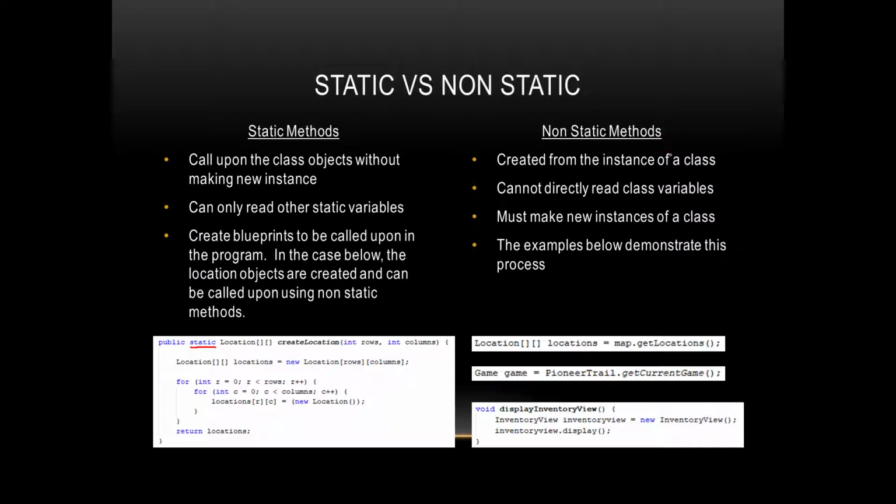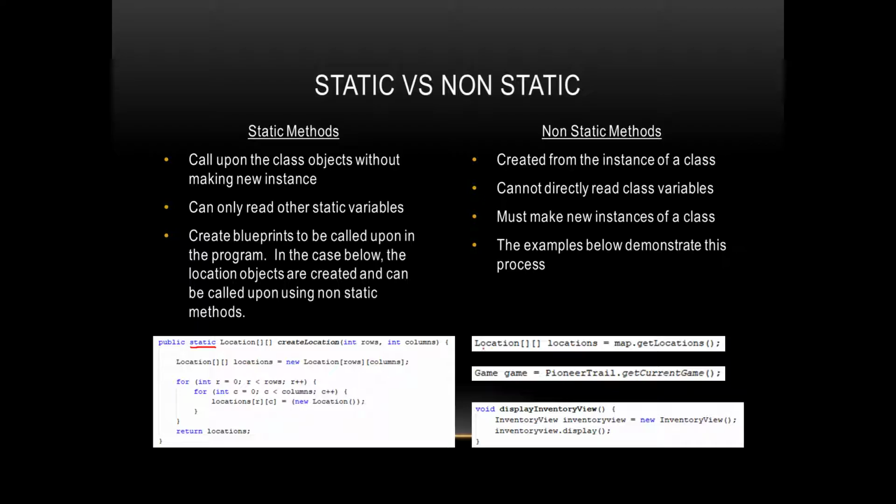Now with non-static arrays, it says that they are created from the instance of a class. They cannot directly read class variables, must make a new instance of a class, and you can see from the example below that they are calling upon things that have already been created. So for example, if we were to call upon location after this has been initialized, we'll do get locations and they would all be empty.